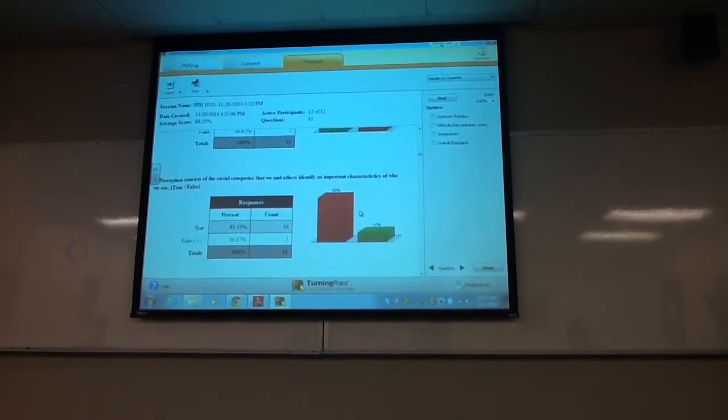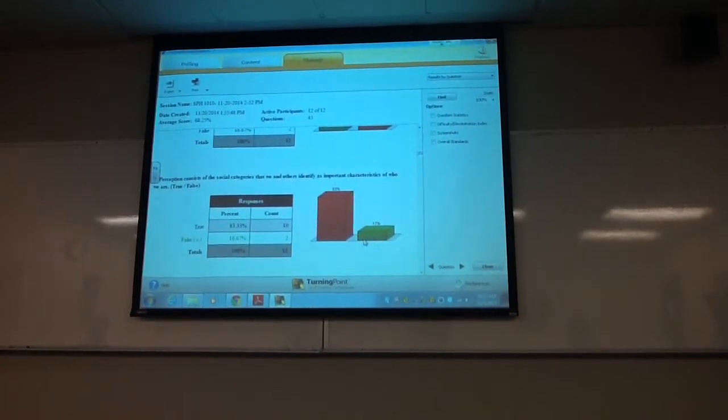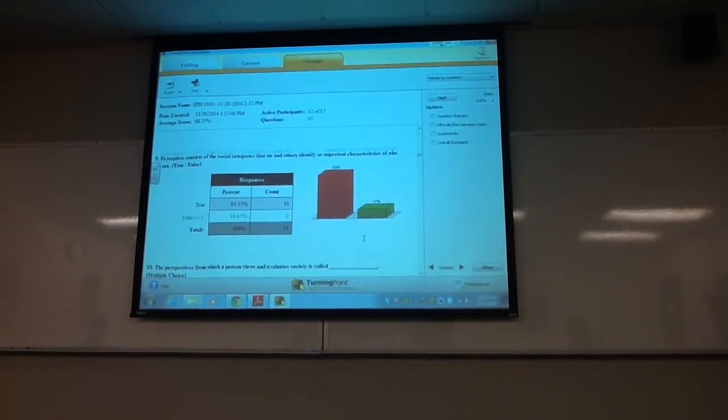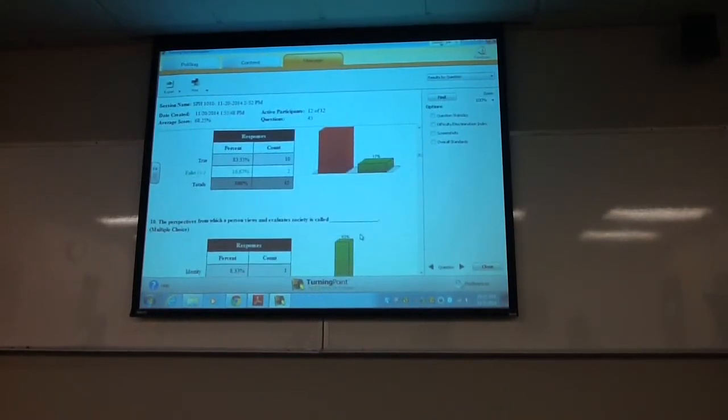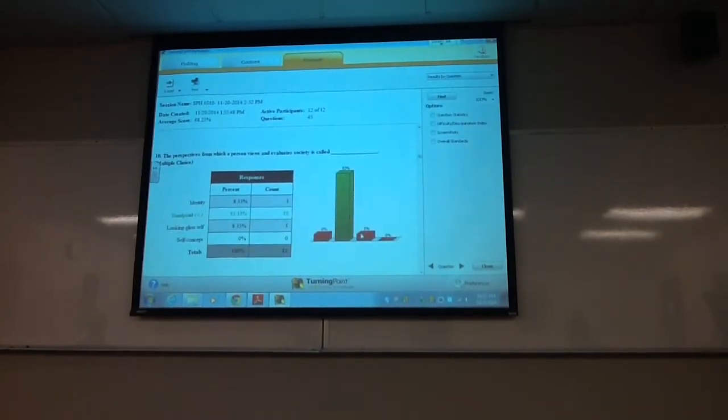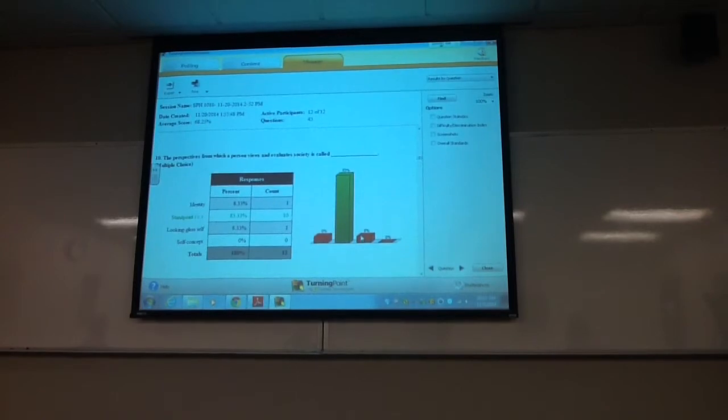They start to, many of them got that wrong. They didn't understand the difference between perception and self-concept. So that indicates to me that that's something I would have to go back and clarify for them. But what I found most interesting about this segment or sequence of questions, if you look, the answer for number 10 and number 11 are the same answer, but look at how they did on this.